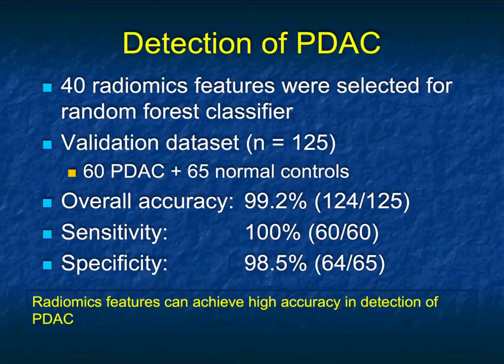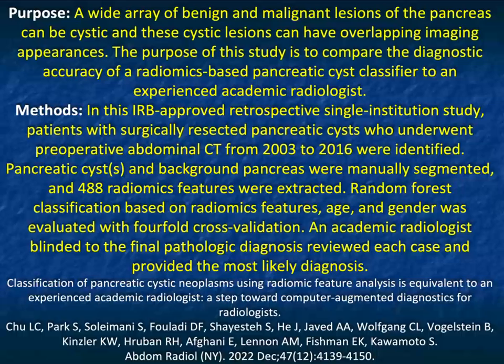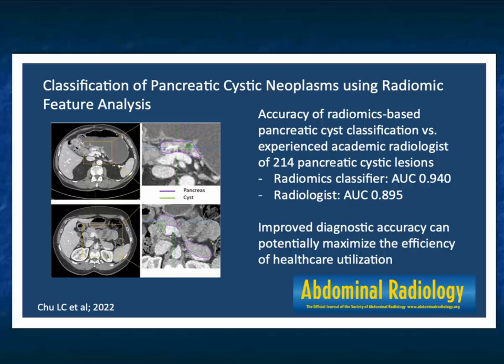Again, 40 radiomics features were selected for the random forest classifier, and you could see for yourself amazing accuracy, sensitivity, and specificity. There are a number of other articles. We looked at a wider range of benign and malignant lesions of the pancreas, which were cystic, looking and seeing how good radiomics was compared to an experienced radiologist. And we were able to show that the accuracy of radiomics-based cyst classification was in fact better than a radiologist.